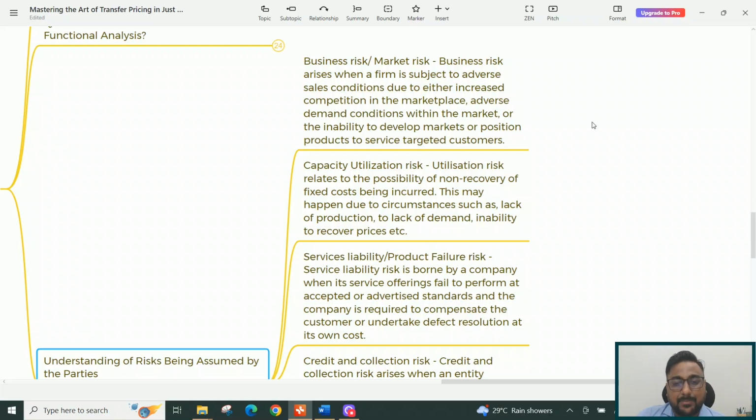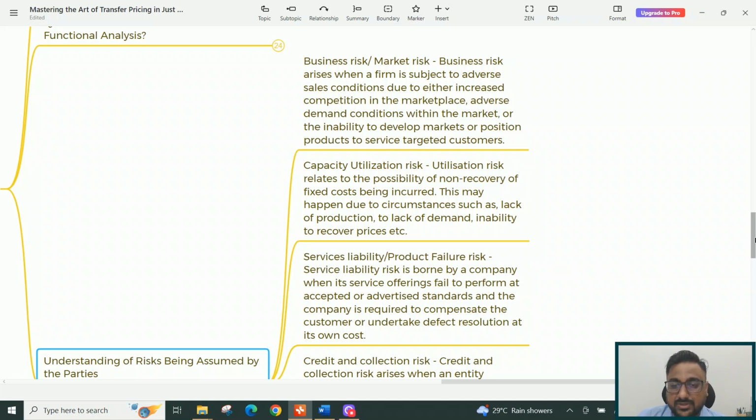Then there is capacity utilization risk. Capacity utilization risk is related to the possibility of non-recovery of fixed costs being incurred. Now this may happen due to circumstances such as lack of production, lack of demand, or inability to recover the prices, etc.